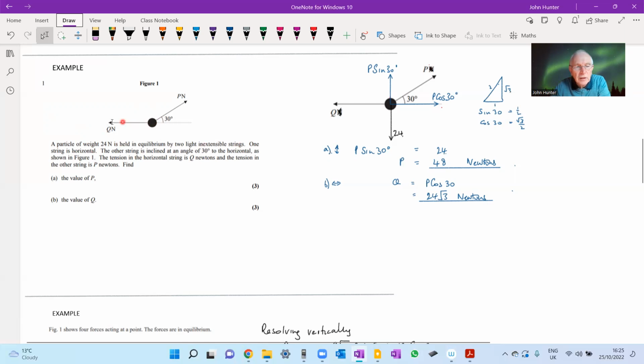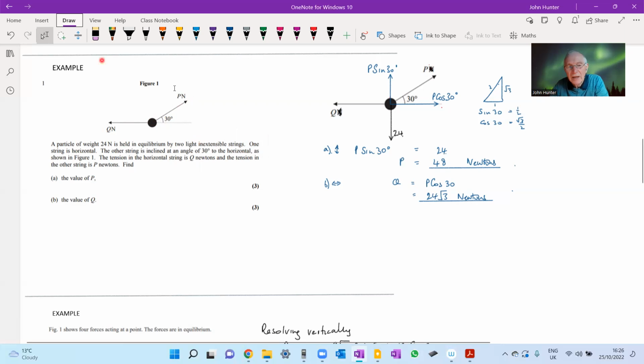One string is horizontal, that's this one, and the other string is inclined at an angle of 30 to the horizontal. So the tension in the horizontal string is Q, and this one is P. So this is an angle of 30 degrees. Find the value of P, find the value of Q. Fairly straightforward question. So I would suggest we draw our own diagram. We don't try and mess this one up.